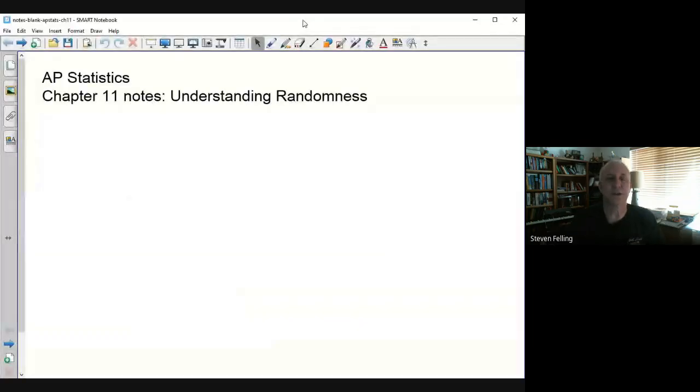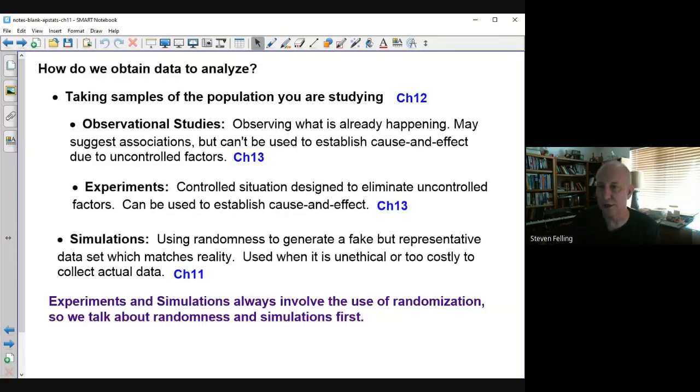Let me go ahead and start presenting the notes here, and we'll take a look. So Chapter 11 is the first of the 3 chapters, and if you look at how we're looking at the different aspects of collecting data, let me just talk about the unit in general. There's 2 main ways that you can take a sample of a population that you're studying, and we're going to talk about sampling techniques in Chapter 12, actually. And then in Chapter 13, we're going to talk about the way we collect the data that's different if you're doing an observational study versus doing an experiment.